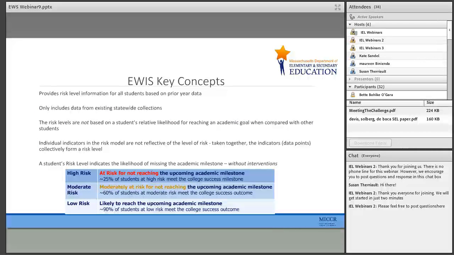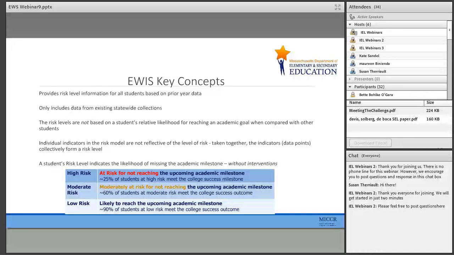And so just a little bit more about the concepts. We take everything we know about the student from the prior school year and provide a risk level for the next year. So I took information that's all in the existing statewide collections. So this is things like attendance. We also have suspension information. We have course performance. We have state assessment data.